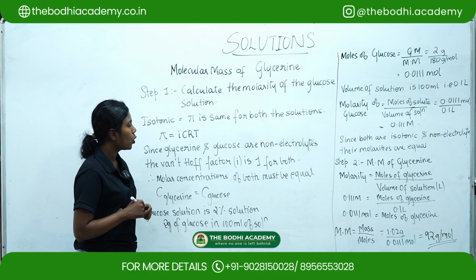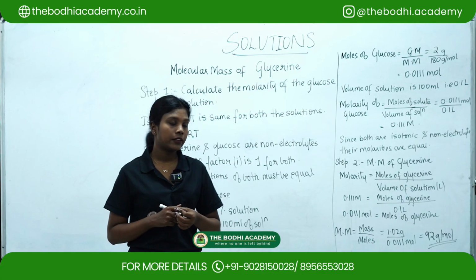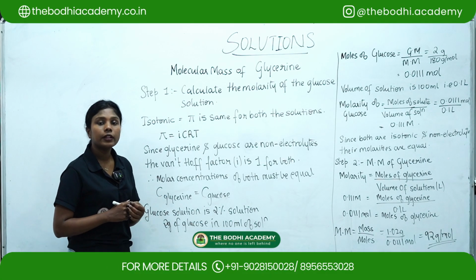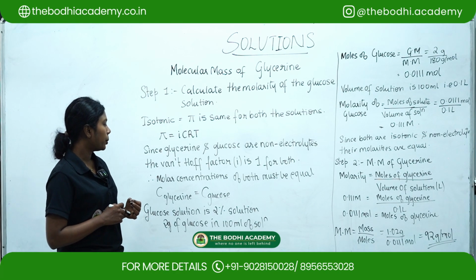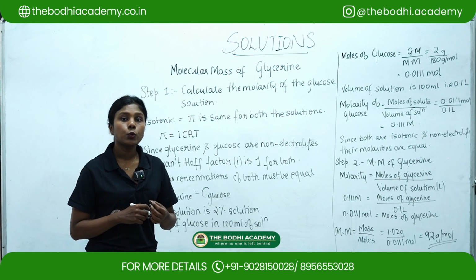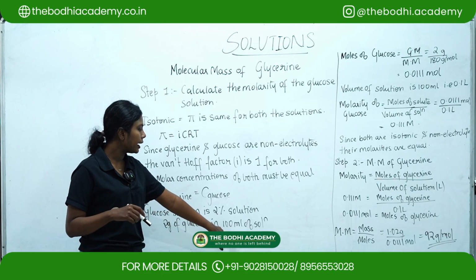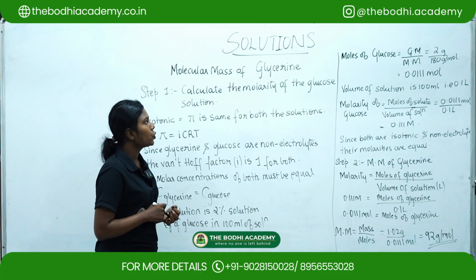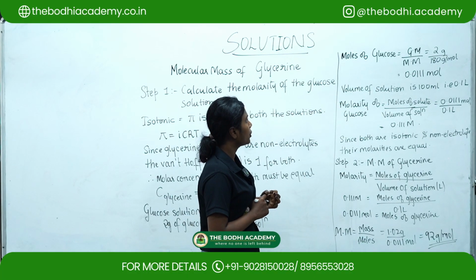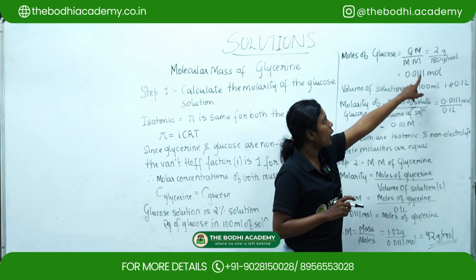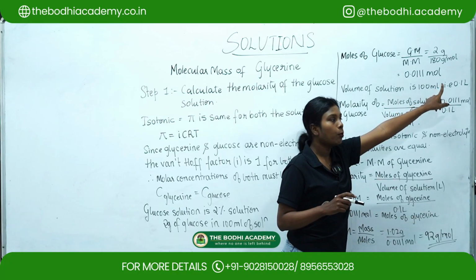Therefore, the molar concentrations of both must also be equal. That is my C. So C of glycerin will be equal to C of glucose. The glucose solution is said to be a 2% solution, meaning 2 grams of glucose present in 100 ml of solution. If I try to find the number of moles of glucose, it is given mass upon molecular mass, that is 2 upon 180 grams per mole, which comes down to 0.0111 moles.